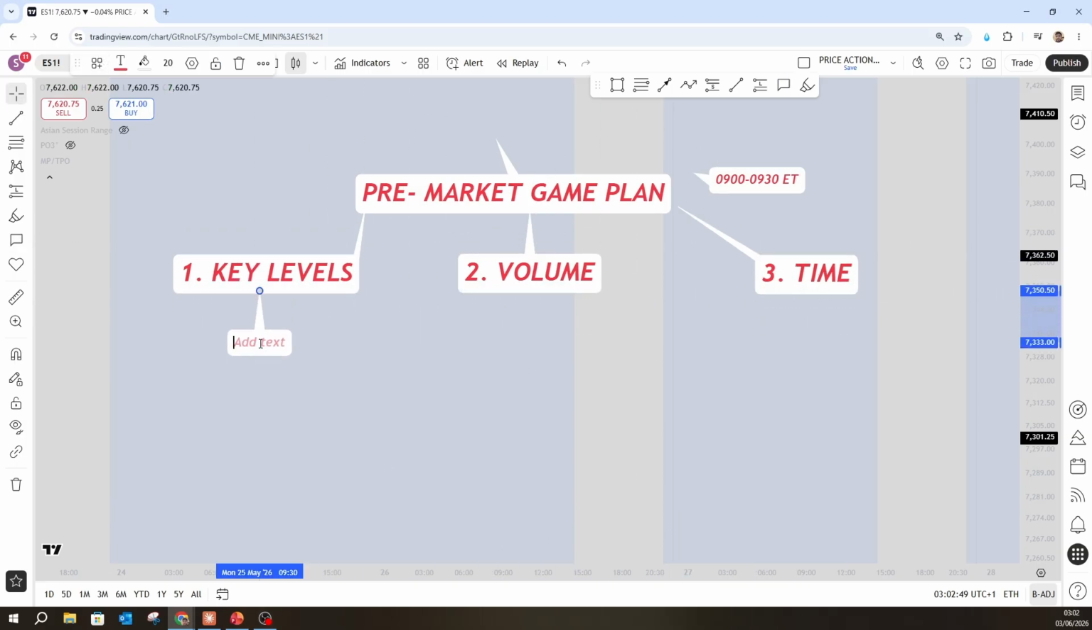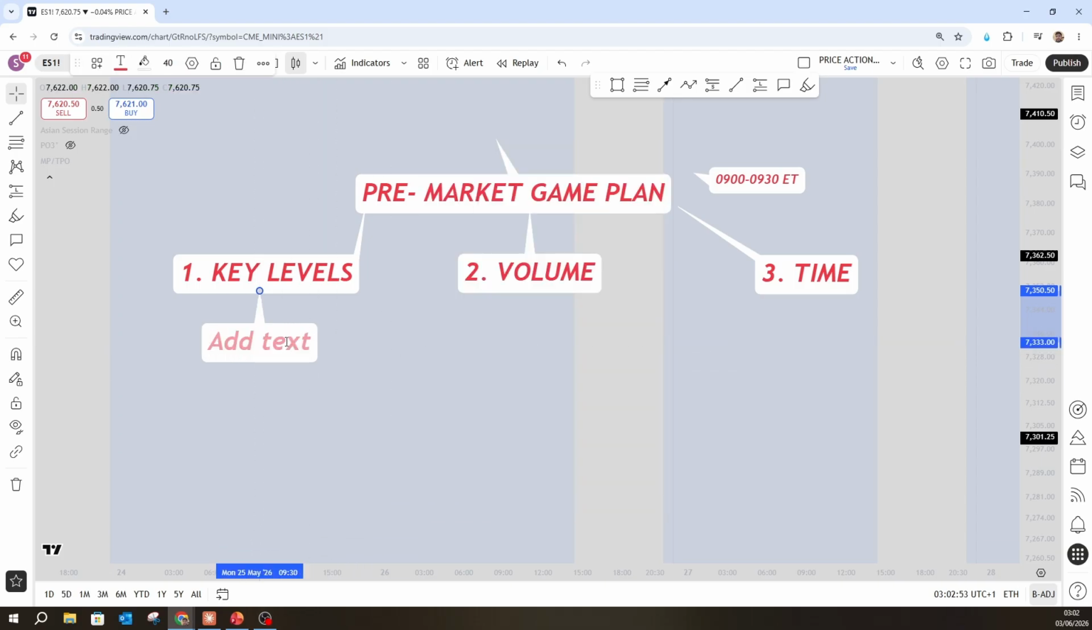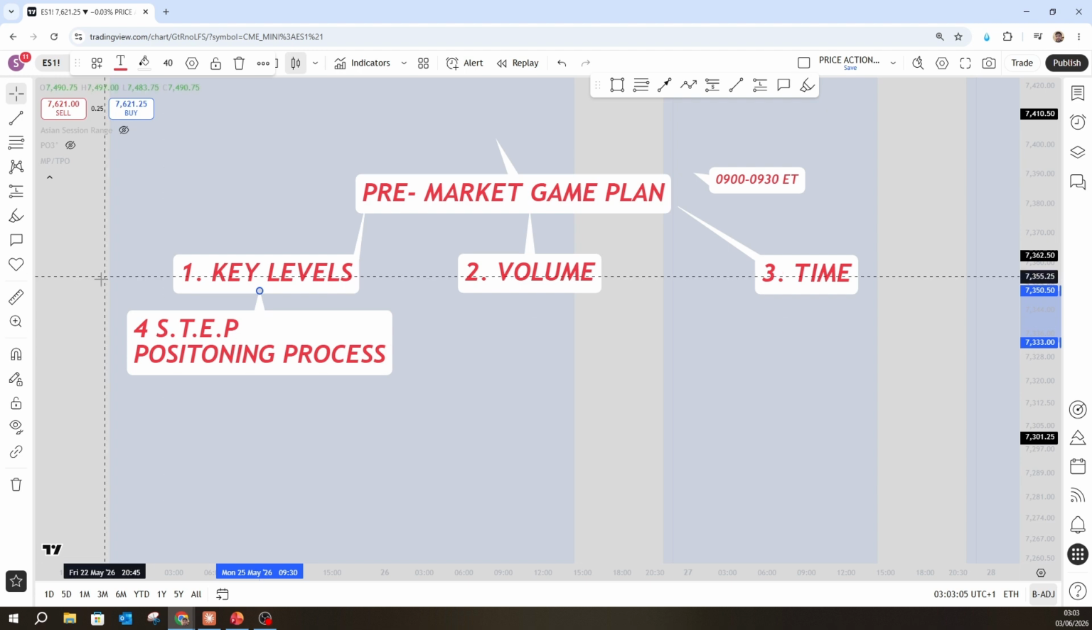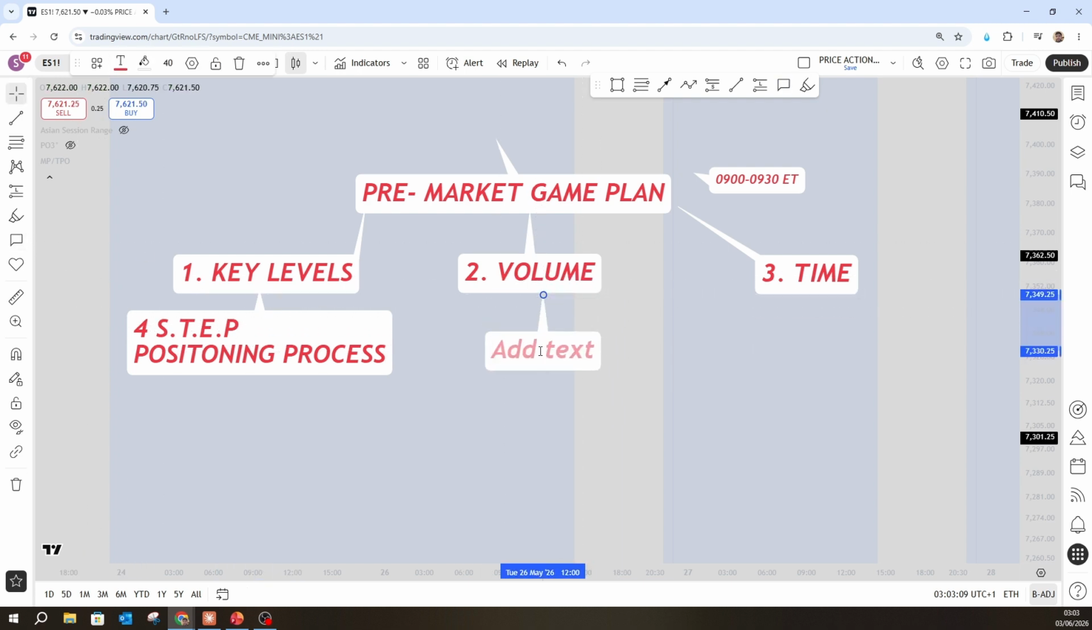So how do we find key levels? How we find key levels is by using the 4-step positioning process. So let's quickly go through that. The 4-step positioning process, which I've been through already. Once you've gone through the 4-step positioning process, what did we have after that? We had the V3 volume vault, right? And the final thing we had is time.